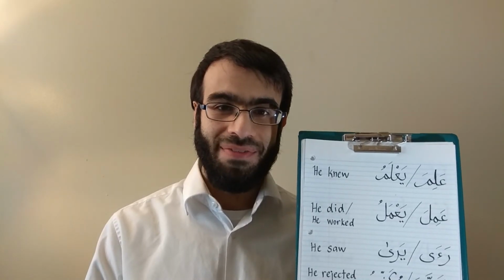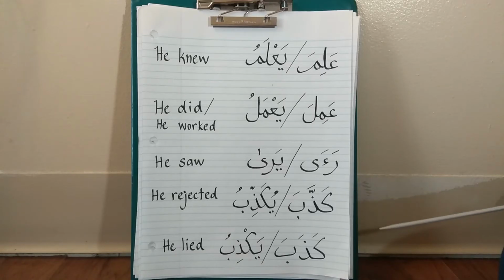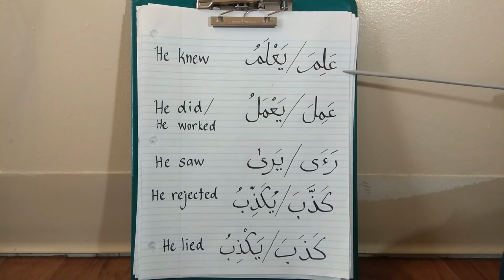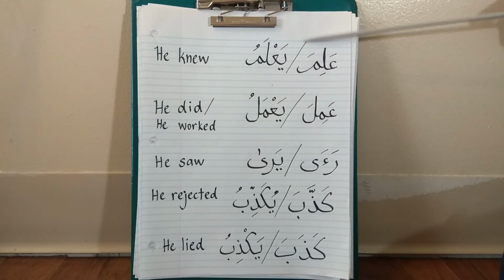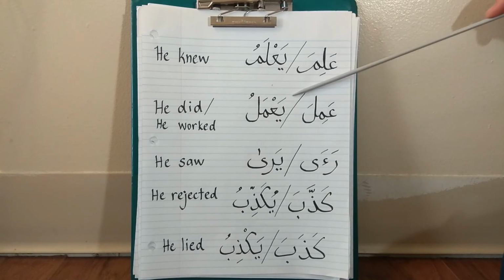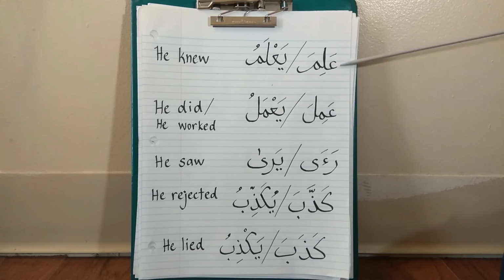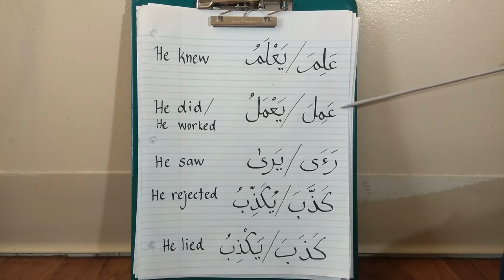Once again, we've got 5 new verbs for you to practice and get familiar with. So today's words are a bit tricky, so make sure you're paying attention. Alima has present tense ya'lamu and means he knew. Amila has present tense ya'malu and means he did or he worked. These are almost the same in terms of how they look, but they have different meanings. Just remember, alima sounds like ilm, which means knowledge, and amila sounds like amal, which means action.